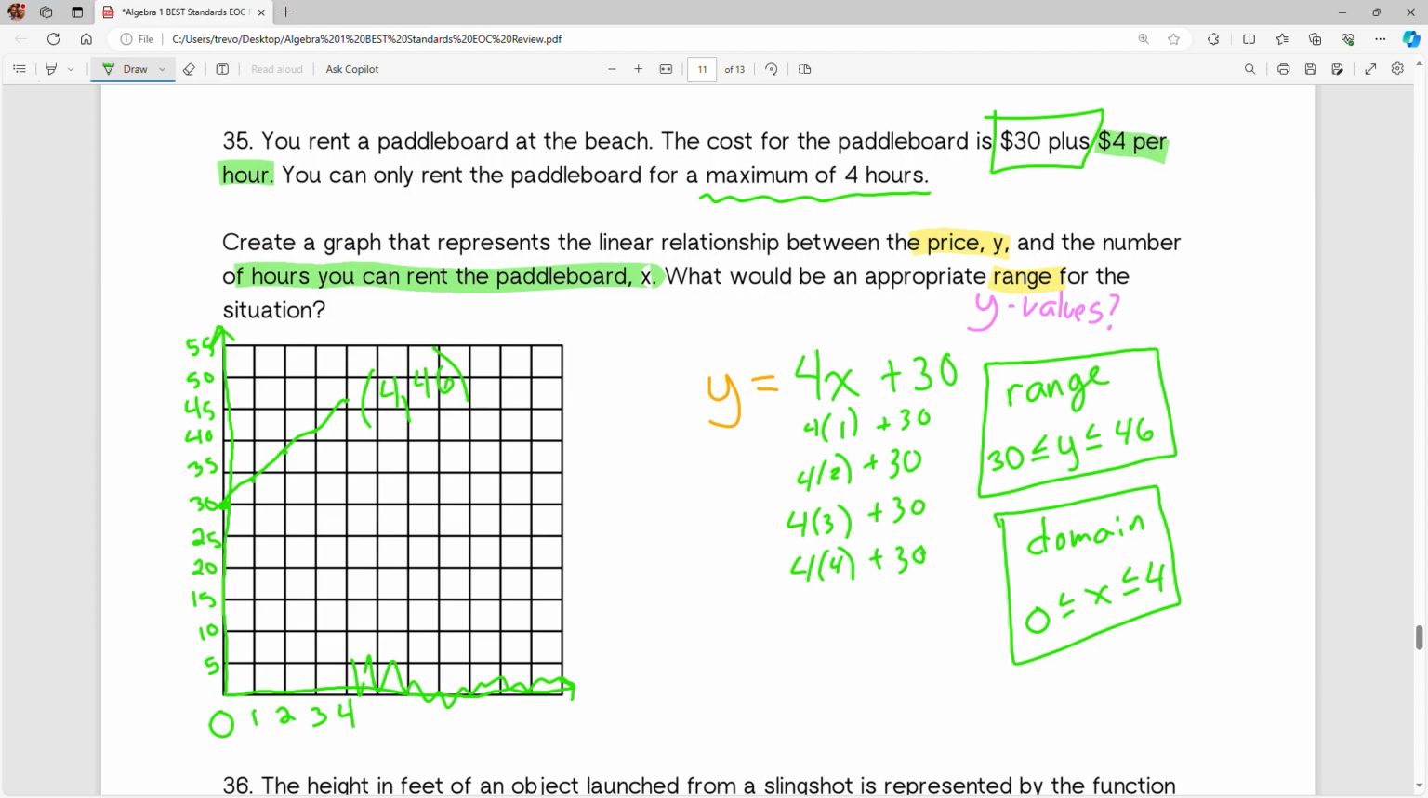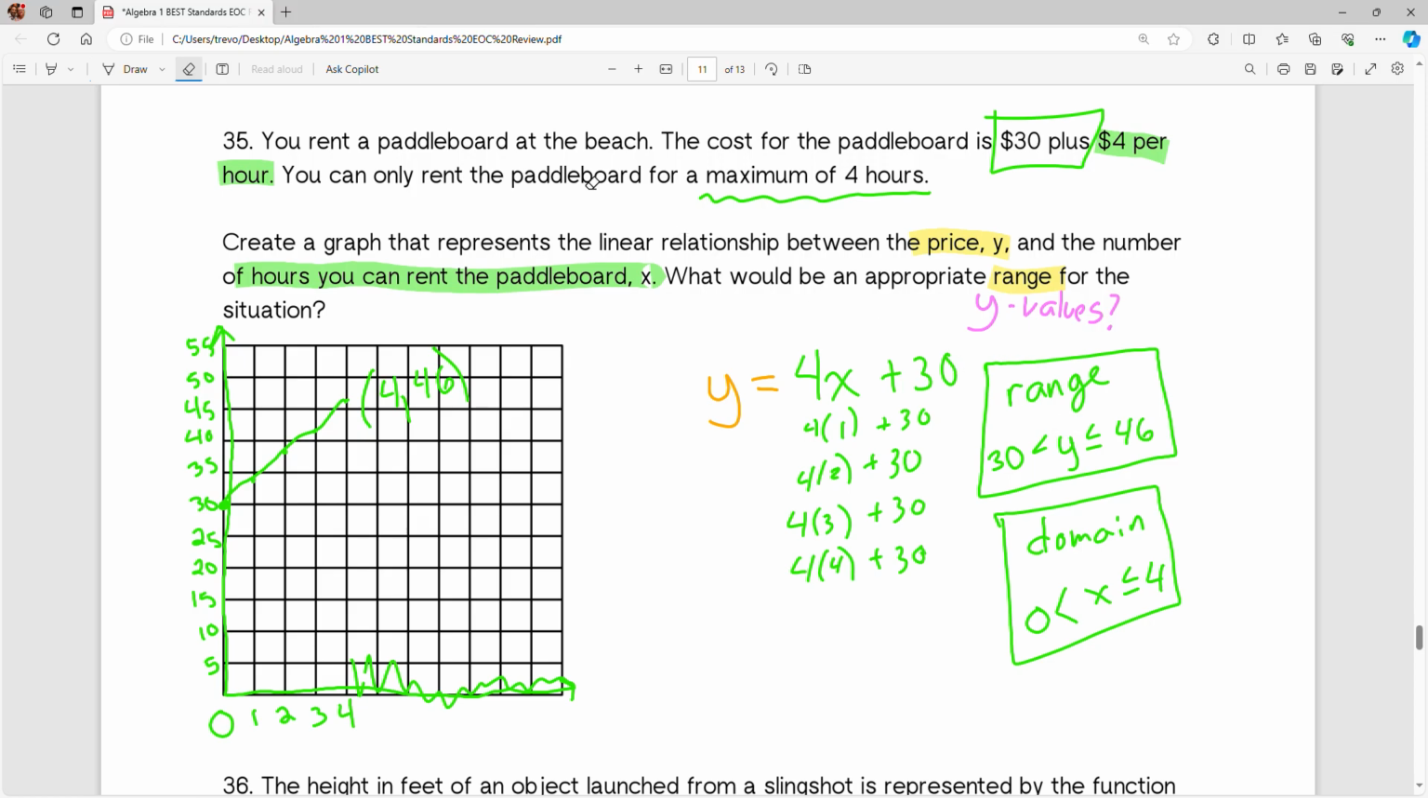And actually, you wouldn't rent it for 0 hours and say, okay, I want to rent this paddleboard for 0 hours and pay you $30 for nothing. So really, it would be greater than 0 if we're trying to make this make sense, right? And really, I guess we wouldn't put an "or equal to" under there, so really you'd be paying more than $30 realistically. So I would take that little line out there, and you'd pay a maximum of $46.